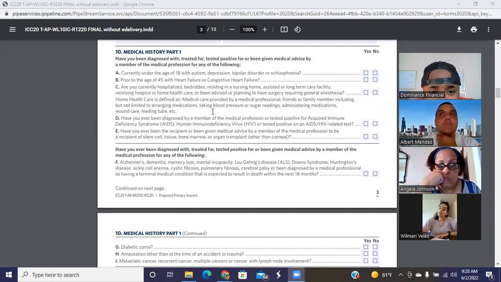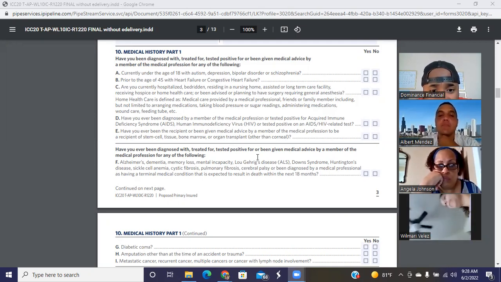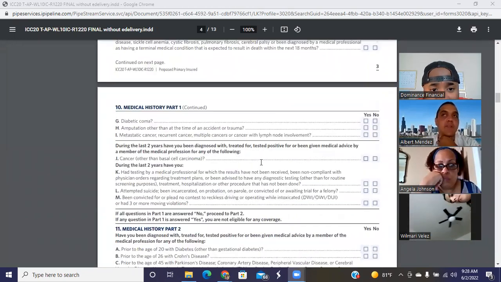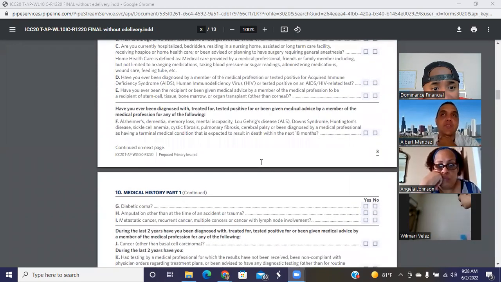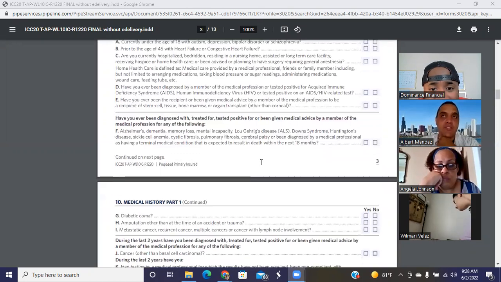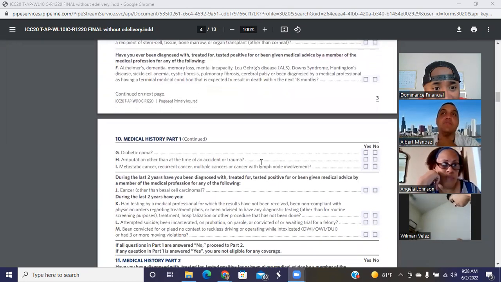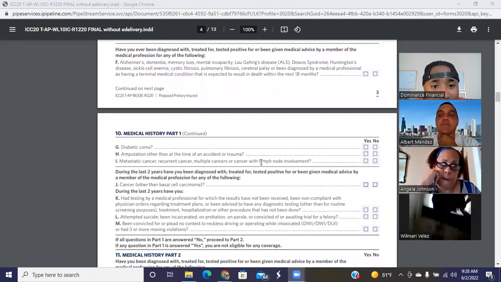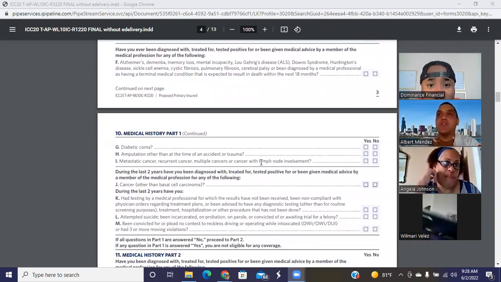I see something here about blood pressure or sugar readings, administer medications, wound care, feeding tube. Okay. AIDS, HIV questions, replacement of bone marrow, organ transplants. Oh, I'm going too fast. Have you ever been diagnosed or treated by a member of the medical field for Alzheimer's, dementia, memory loss, mental incapacity, Lou Gehrig's, Huntington's, sickle cell.